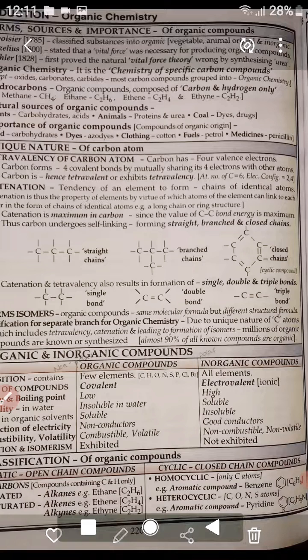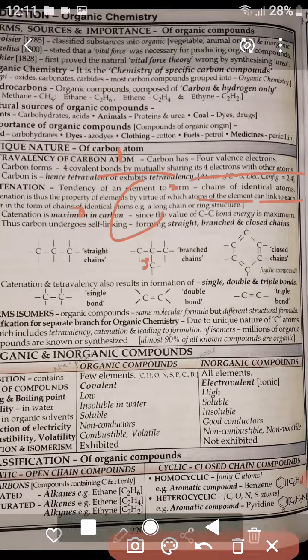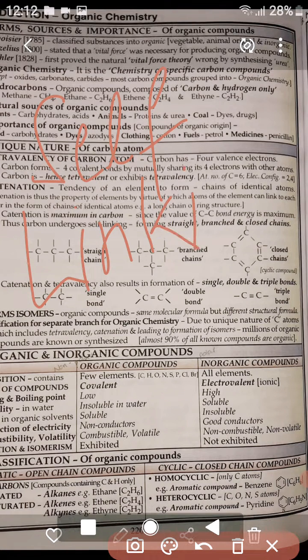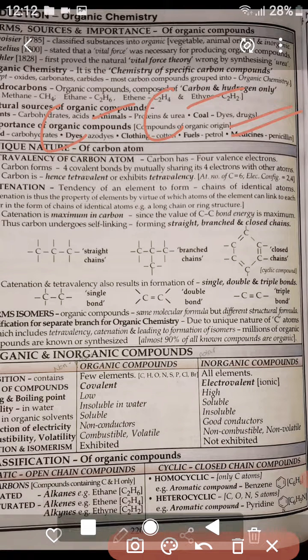So now the next concept, the next heading, which is very important, is catenation. The keyword for catenation is self linking, like this. When carbon keeps on linking with identical atoms, it means the formation of long chains of carbon atoms.